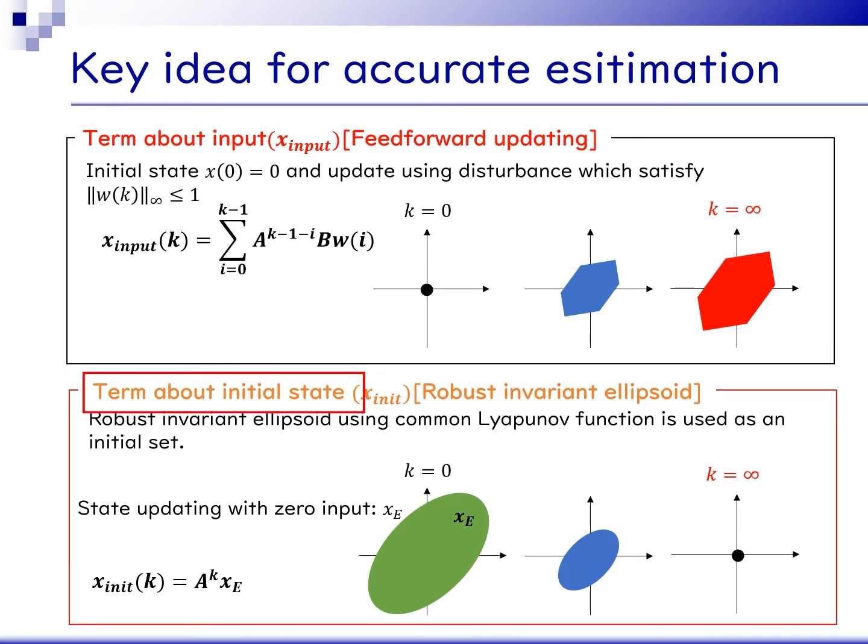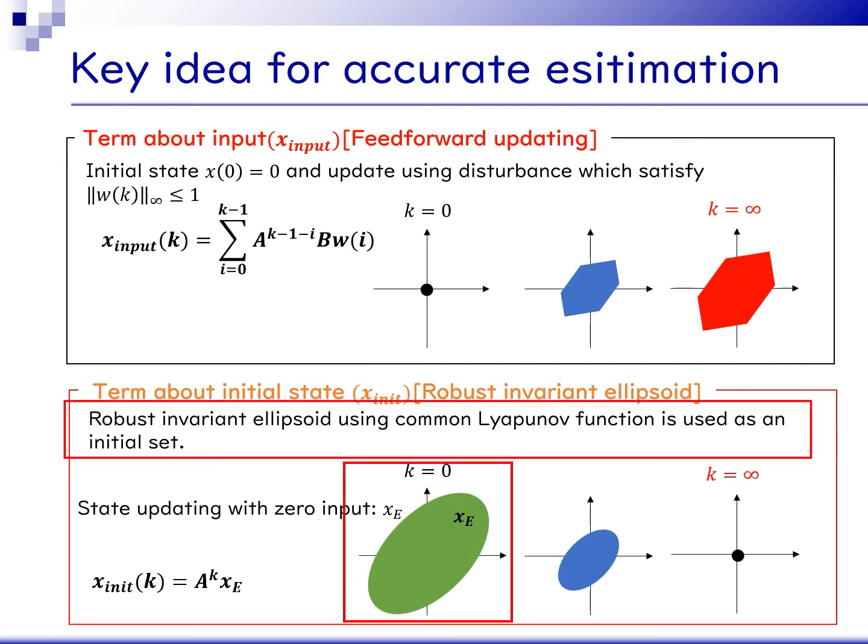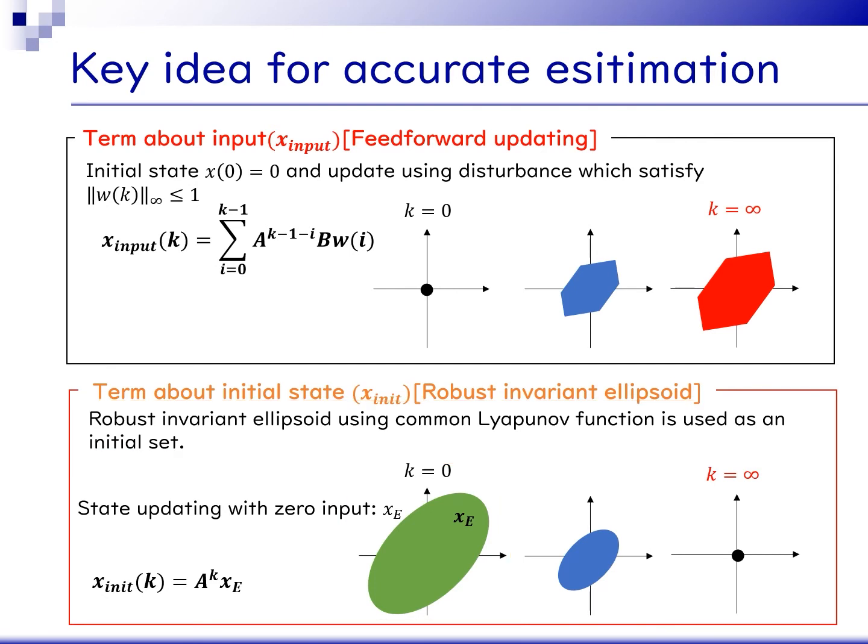On the other hand, the term about the initial state is given like this. The robust invariant ellipsoid using a common Lyapunov function is used as an initial set for the switching system. The state updating with 0 input is considered. Then k equals 0 to infinity. The set becomes smaller when k goes to infinity.